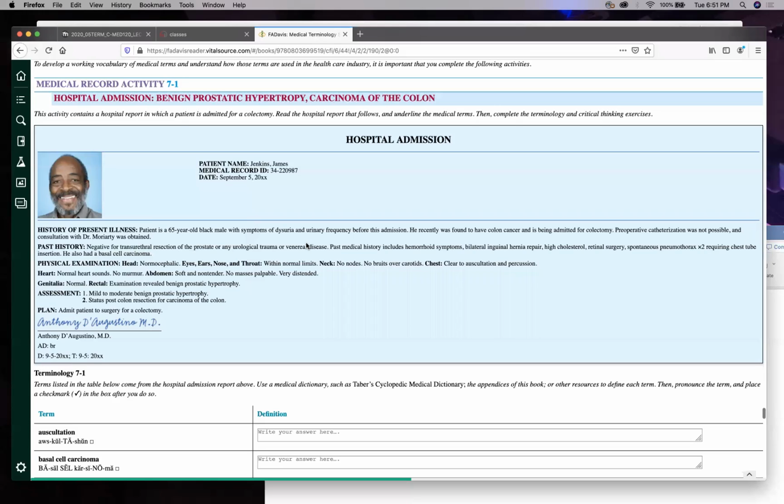And that's how I could also ask: does Mr. Jenkins have a past medical history of cancer? If so, which cancer? Colon cancer. What did they do with his colon? Performed a colectomy. So they removed his colon.